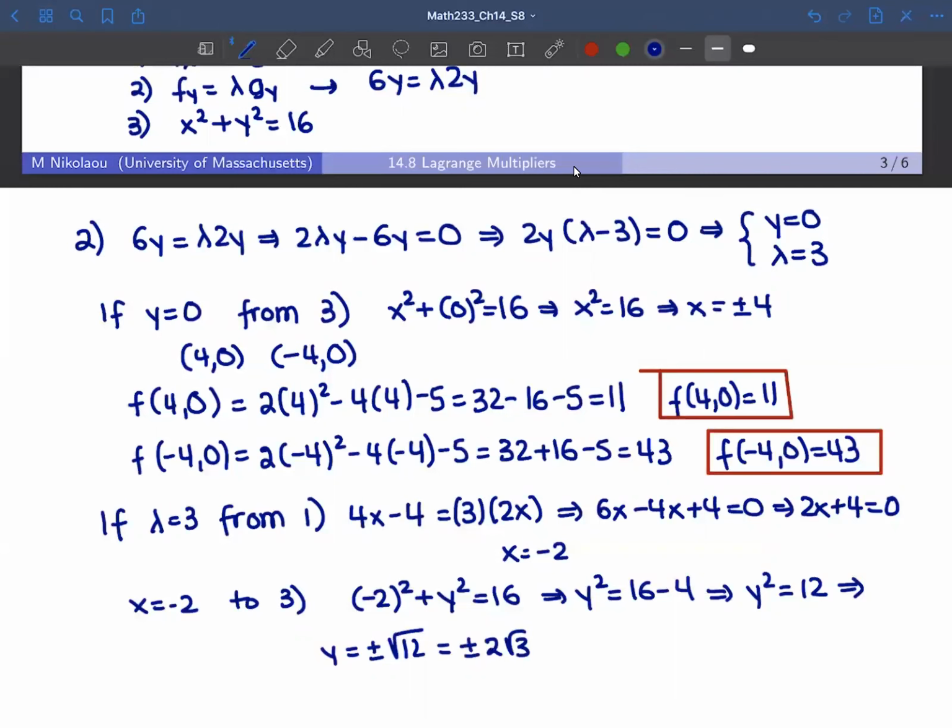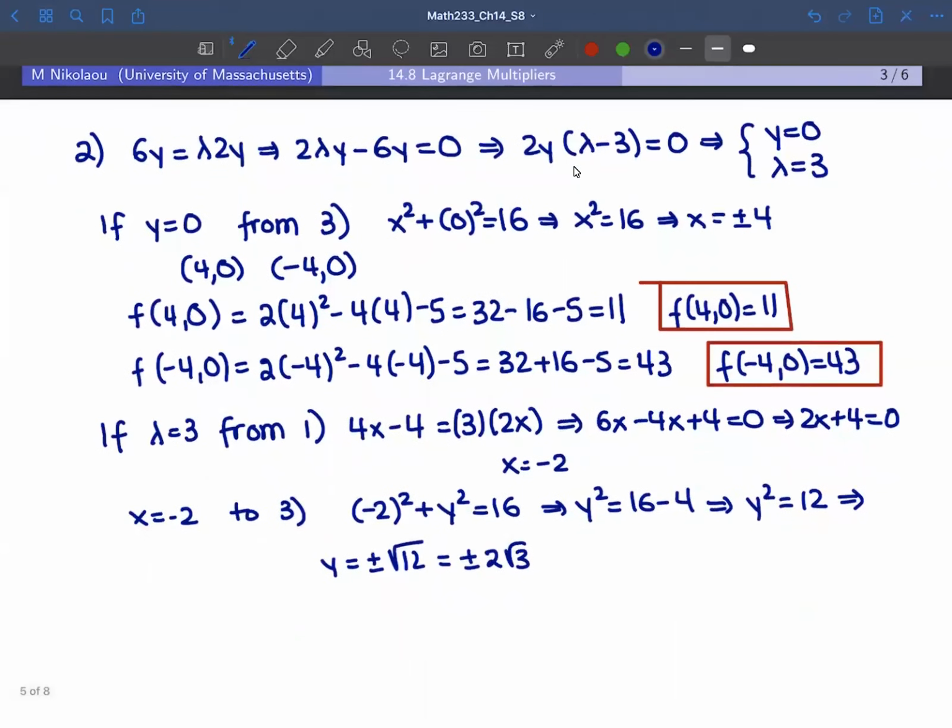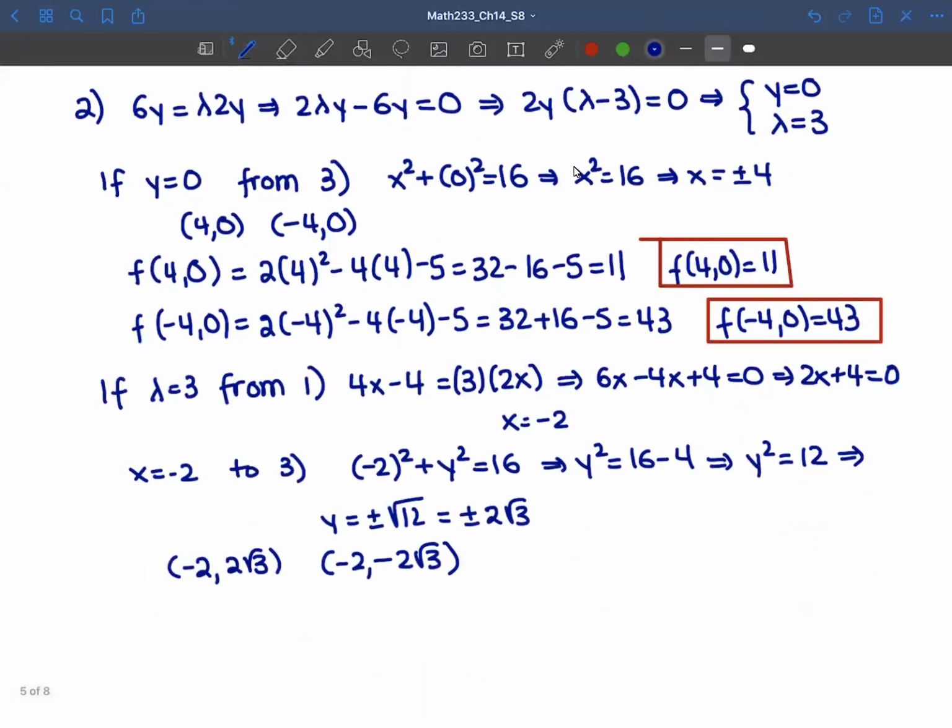So we have another 2 points that we need to check the value of the function f. We'll have the points (-2, 2 square root of 3) and (-2, -2 square root of 3). And plugging these points into the function f, we'll have that f of (-2, 2 square root of 3) is actually equal to the value of the function f at the point (-2, -2 square root of 3).